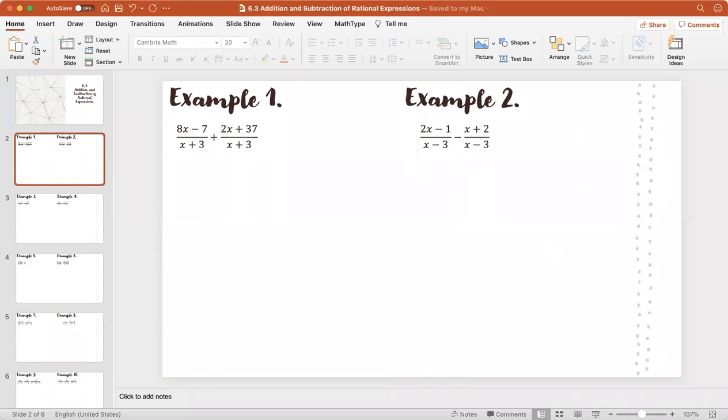You have here 8x minus 7 all over x plus 3 plus 2x plus 37 all over x plus 3. It's a rational expression, and we have a numerator and a denominator. The process here is the same as adding like fractions, where we combine the numerators either by addition or subtraction, and then we copy the common denominator. So that's what we'll do here.